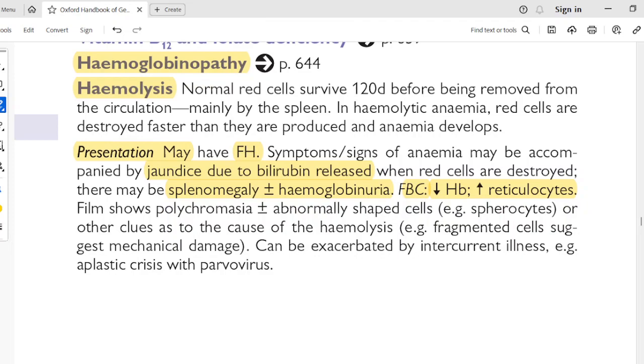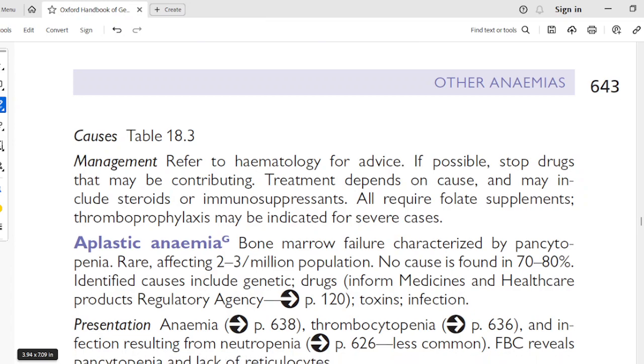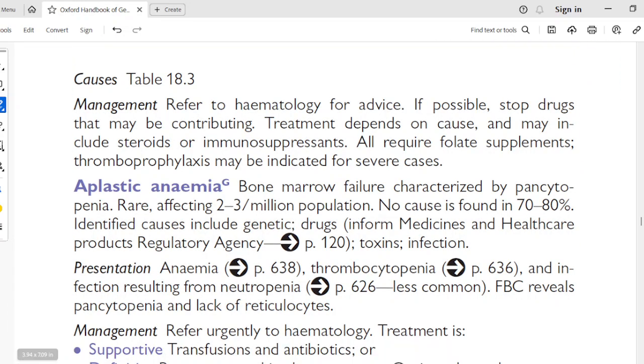Film shows polychromasia plus abnormally shaped cells, for example spherocytes or other clues to the cause of hemolysis, like fragmented cells suggesting mechanical damage. It can be exacerbated by intercurrent illness, for example aplastic crisis with parvovirus. Causes of hemolytic anemia are mentioned in table 18.3, we will see over there.